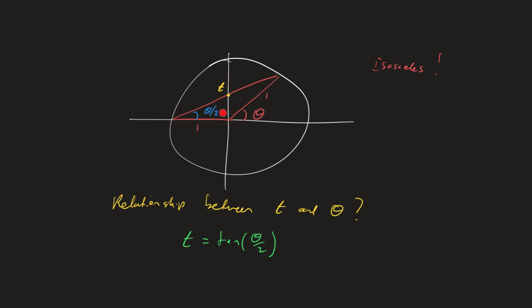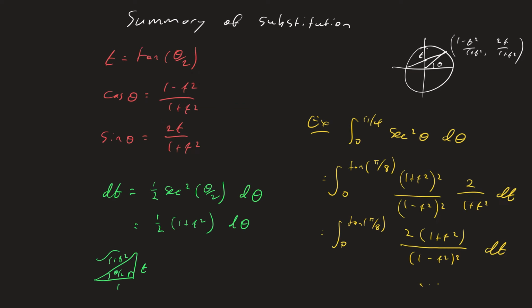It now follows, because we have a right angle down here, that t is just tan of theta on 2. This length here is 1, this length here is t, so tan theta on 2 is t divided by 1. T equals tan theta on 2. We can now summarise the reparametrisation of our integral.